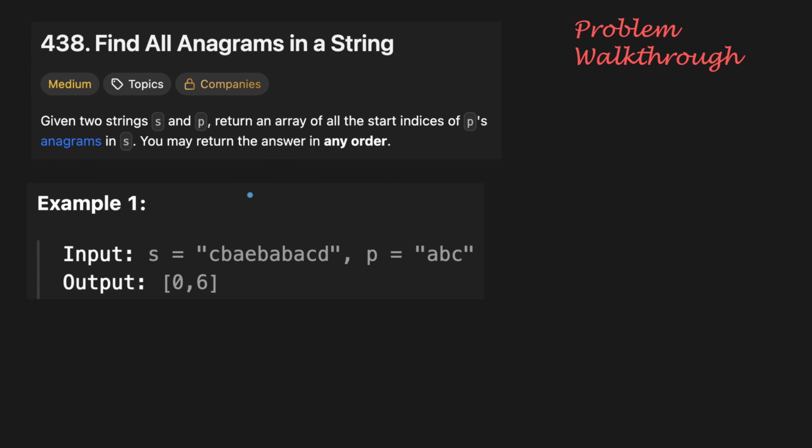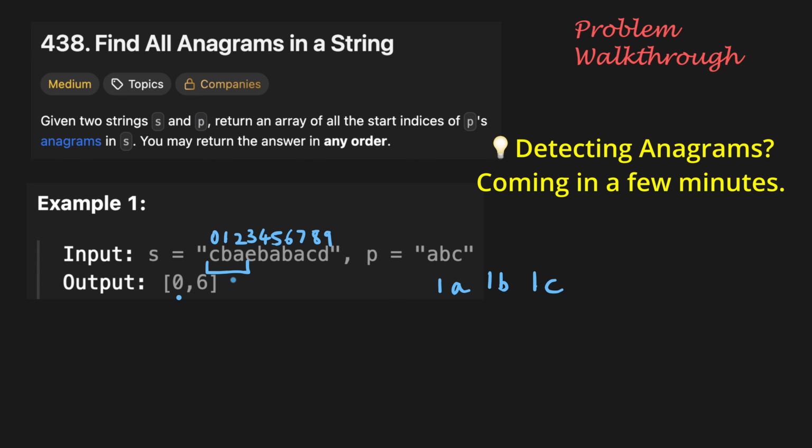Now look at our example here. The pattern P has one A, one B and one C. We look at every window of size 3 in S and ask, does it have the same character counts? At index 0, the substring is CBA, 1A, 1B, 1C. That is a match. So, we record index 0 in our answer list. We will cover exactly how we check for a match in a moment.